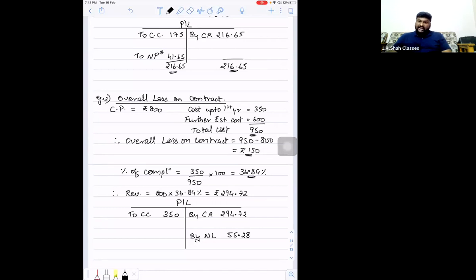Right? So to record the entire loss of 150 means technically, my net loss over here should be 150. So how will I reach 150 over here? Sir, you have to create a provision for loss. To provision for loss, that is nothing but 150 minus, you got 55 point, how much you got? 55.28. So what is the difference between these two? 94.72. So 94.72 provision for loss has to be created.